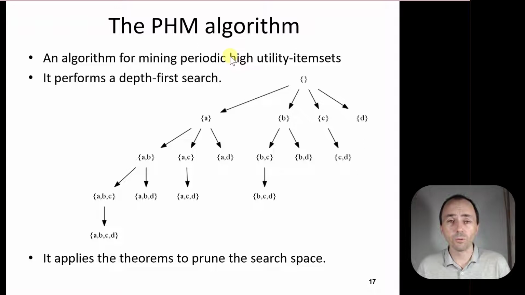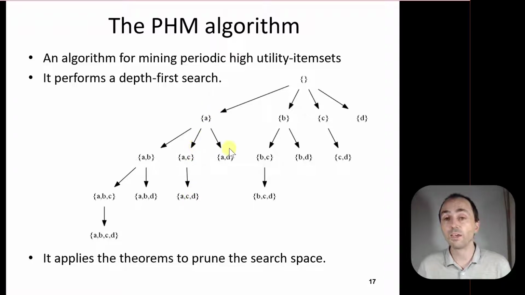So in the paper we present a new algorithm called PHM. It is based on the FHM algorithm for high utility item set mining. The PHM algorithm will find all the periodic high utility item sets. It will do a depth first search. So first it will search from the empty set, like you buy nothing. Then A, apple. Then apple and bread. Apple, bread and cake. Apple, bread, cake and dates. Then go back and go to ABD. Then go back, AC, ACD.